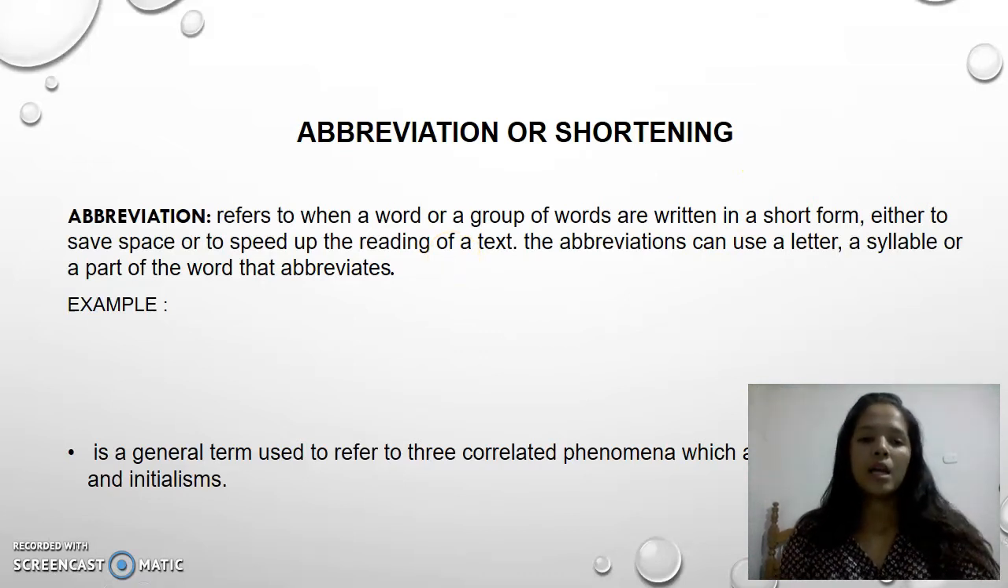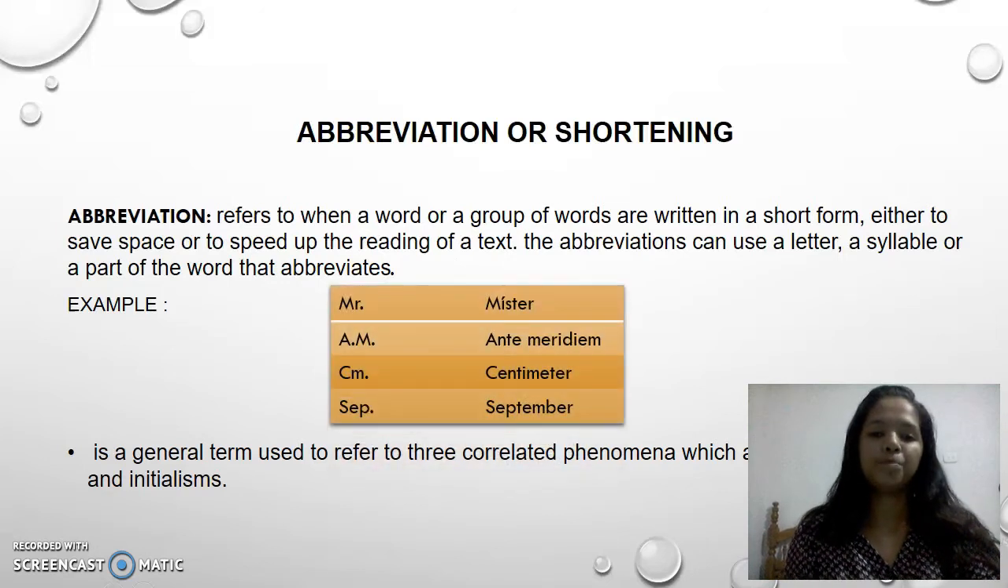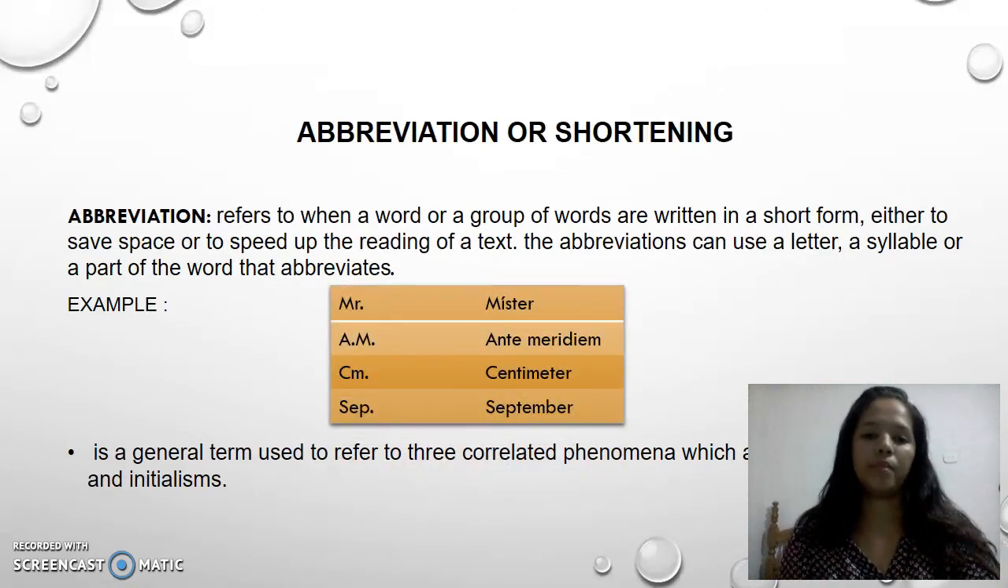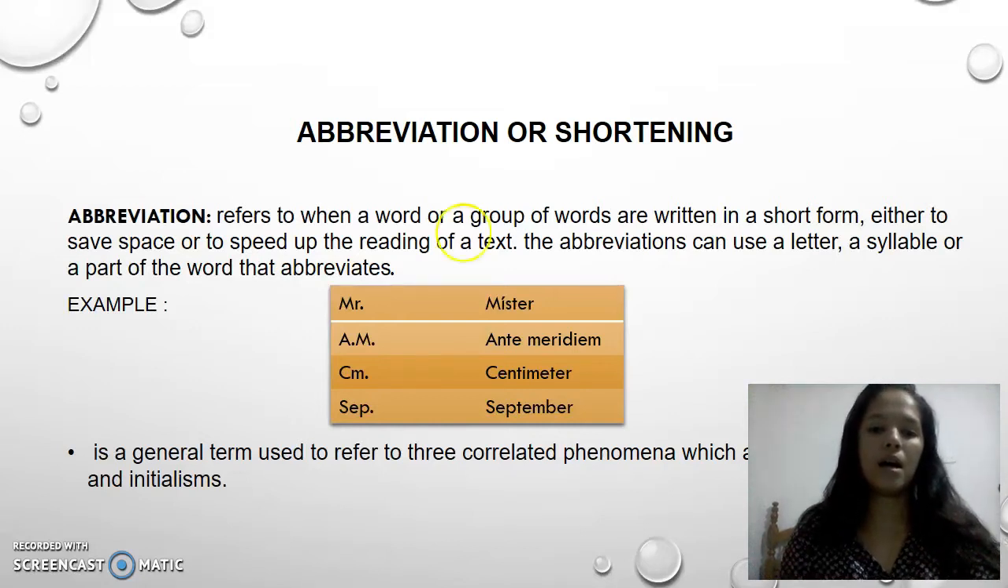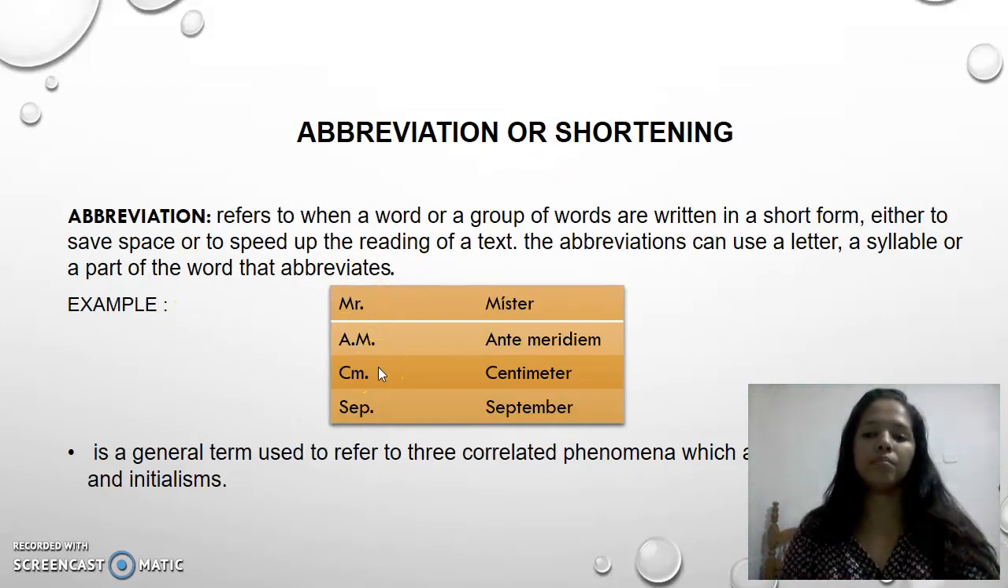Example: Mr., AM, ante meridiem, cm, centimeter, September. Shortening is a general term used to refer to three correlated phenomena, which are clipping, acronyms, and initials.